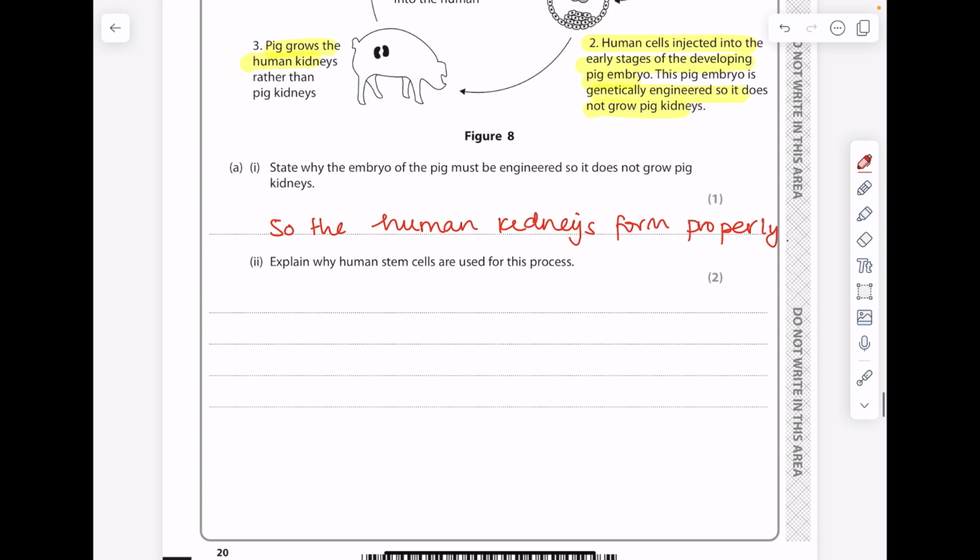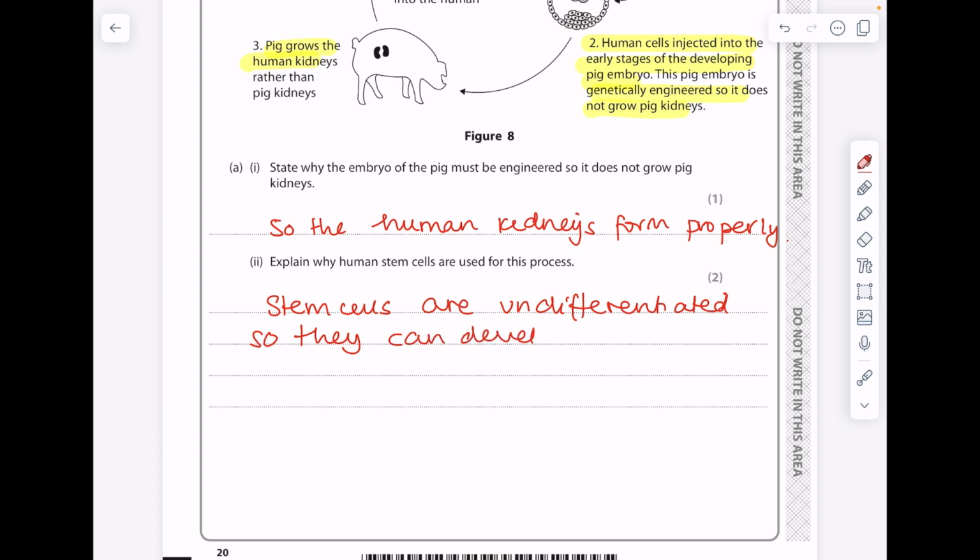Explain why human stem cells are used for this process. So the human stem cells, remember, are undifferentiated, unspecialized, which means that they can develop into any type of cell, such as kidney tissue. And the other key thing is the use of the word human. It means they're less likely to be rejected.